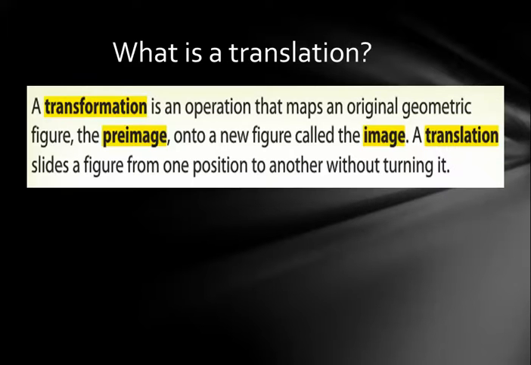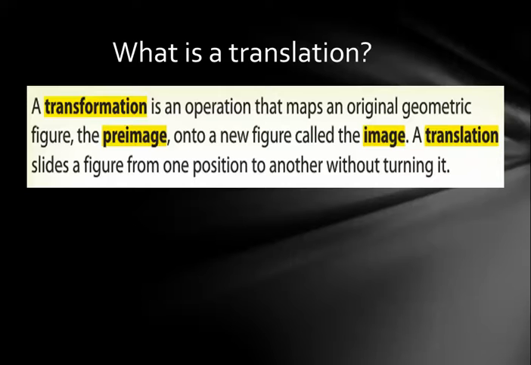So first of all, translation is a type of transformation. And a transformation is an operation that maps an original geometric figure, the preimage, onto a new figure called the image. So a translation slides a figure from one position to another without turning it.